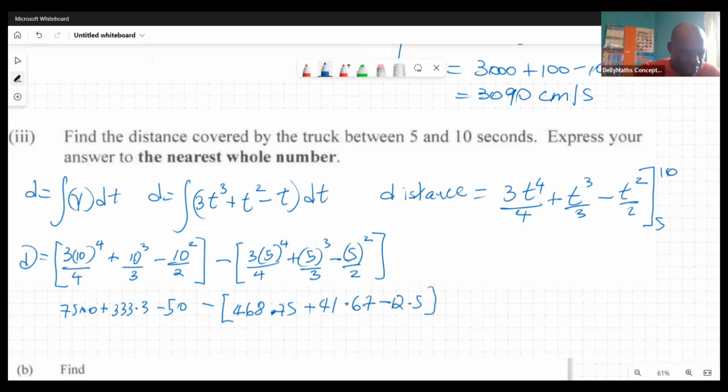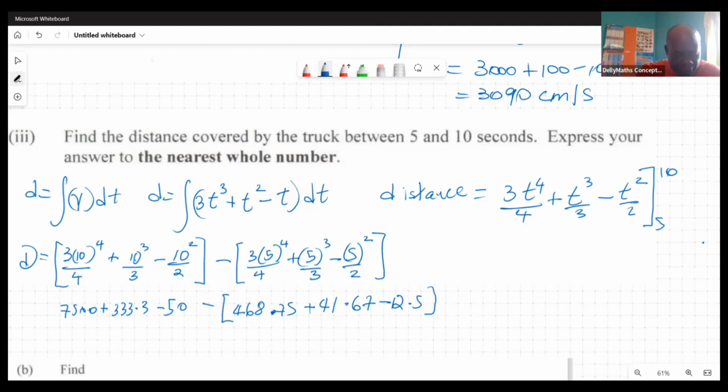All right, so let us work this out. 7,500 plus 3.3 minus 50. And we're going to subtract, change the sign of those. So we're going to minus 468.75. We're going to minus 41.67, but we're going to be adding 12.5.